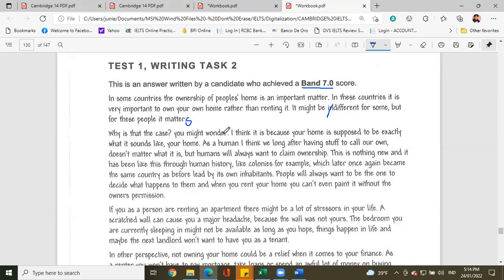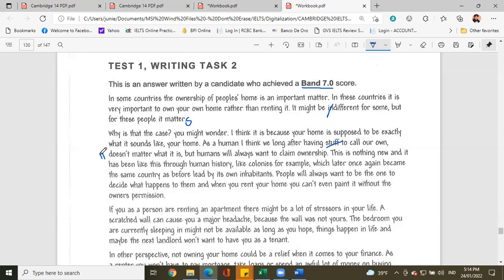This is sort of an informality. Huwag kayong magaganyan. I think it is because your home is supposed to be exactly what it sounds like, your home. As a human, I think we long after having things to call our own. It doesn't matter what it is.